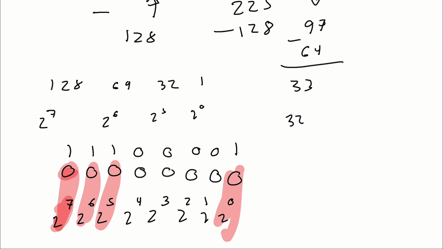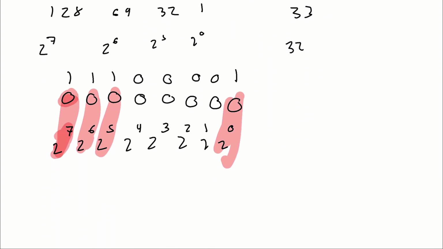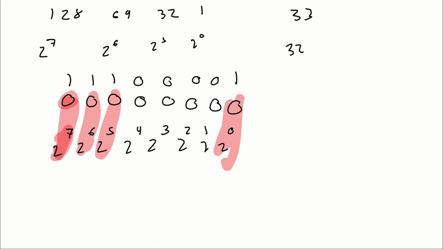And there you go. Now let's go ahead and confirm by plugging it into my binary to decimal calculator. So 1, 1, 1, 0, 0, 0, 0, 1, 225. Is that what I had? Yeah, 225. Yay! So I got it right. So there you go. That's CP100 for you.